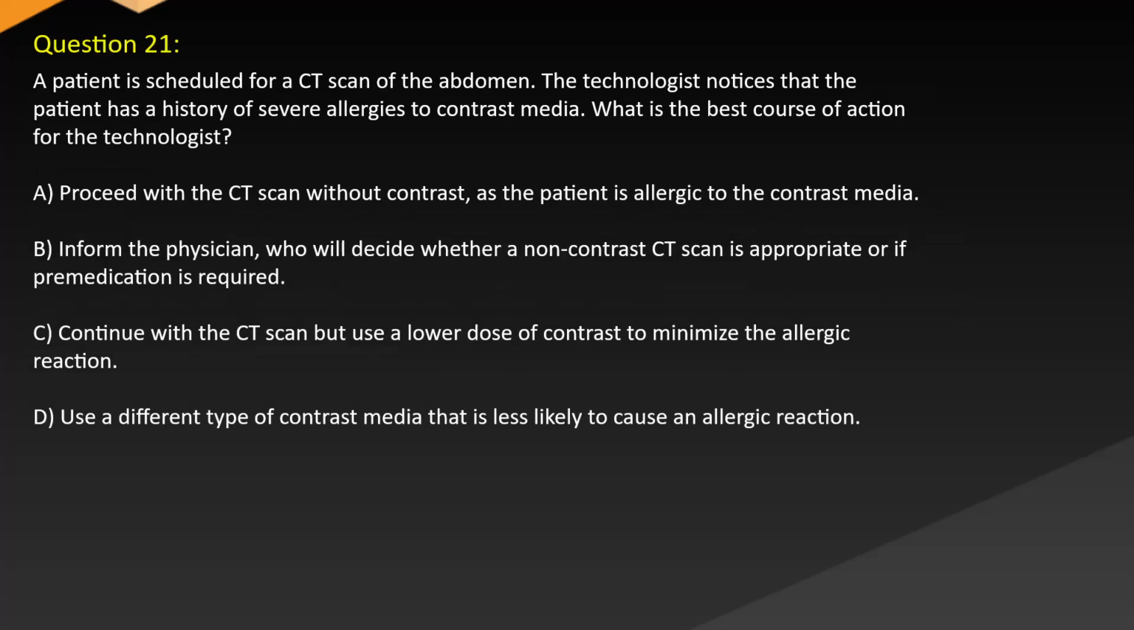Question 21. A patient is scheduled for a CT of the abdomen. The technologist notices that the patient has a history of severe allergies to contrast media. What is the best course of action for the technologist? A. Proceed with the CT scan without contrast, as the patient is allergic to the contrast media. B. Inform the physician, who will decide whether a non-contrast CT scan is appropriate or if premedication is required. C. Continue with the CT scan but use a lower dose of contrast to minimize the allergic reaction. D. Use a different type of contrast media that is less likely to cause an allergic reaction.